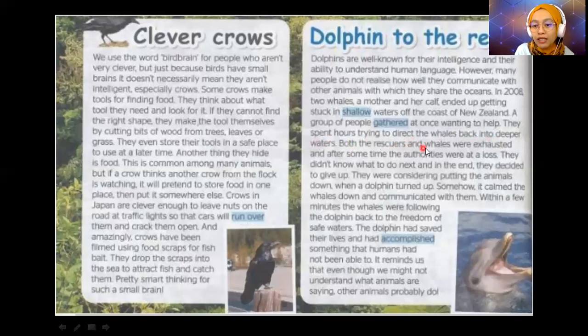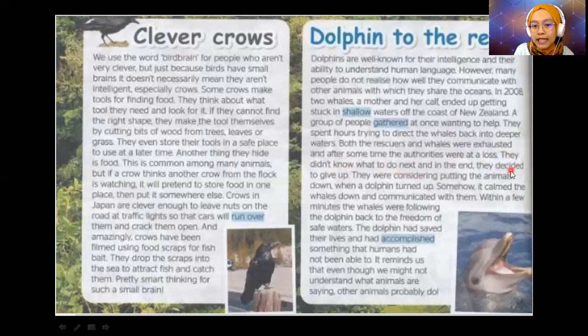Both the rescuers and whales were exhausted. Okay, rescuers pun penat, ikan paus pun penat. Okay, exhausted. And after some time, the authorities were at a loss. Meaning to say, authorities adalah penguat kuasa, penguat kuasa. At a loss, meaning to say dia tak tahu nak buat apa dah, dah hilang arah, tak tahu nak buat apa. They didn't know what to do next. Dia tak tahu nak buat apa lepas tu.